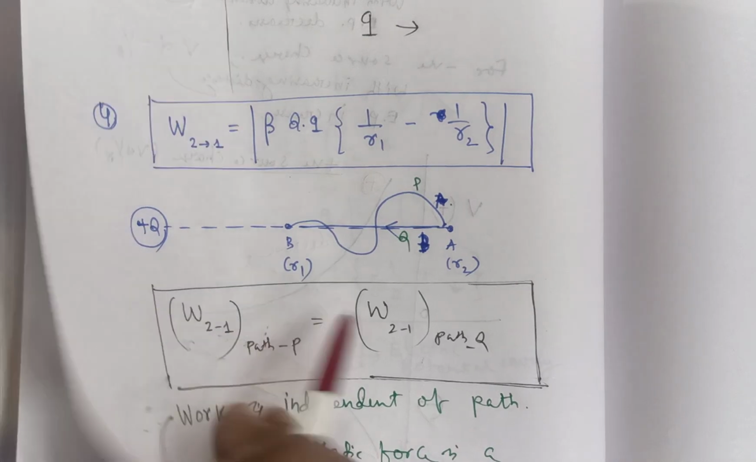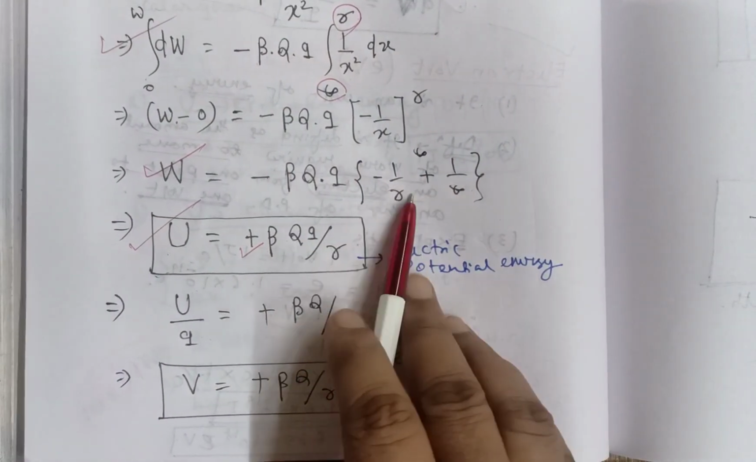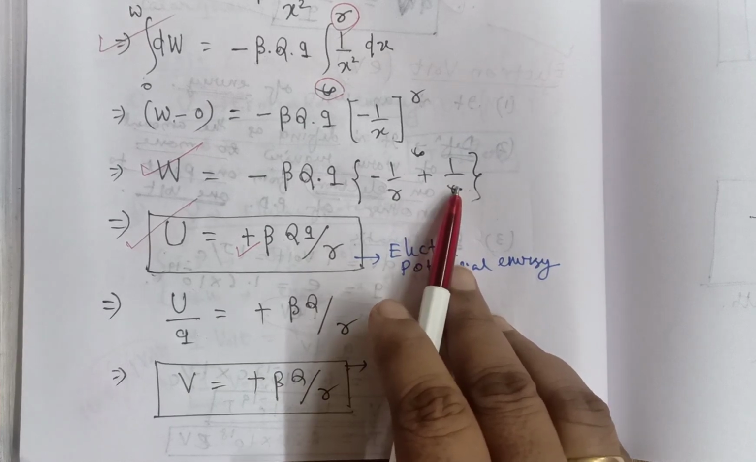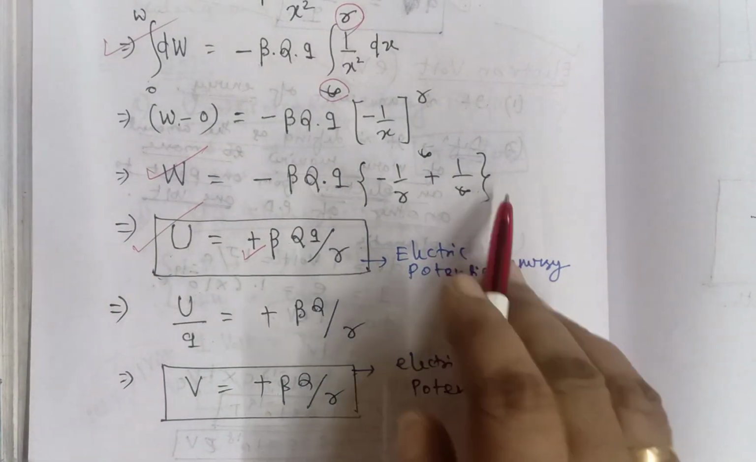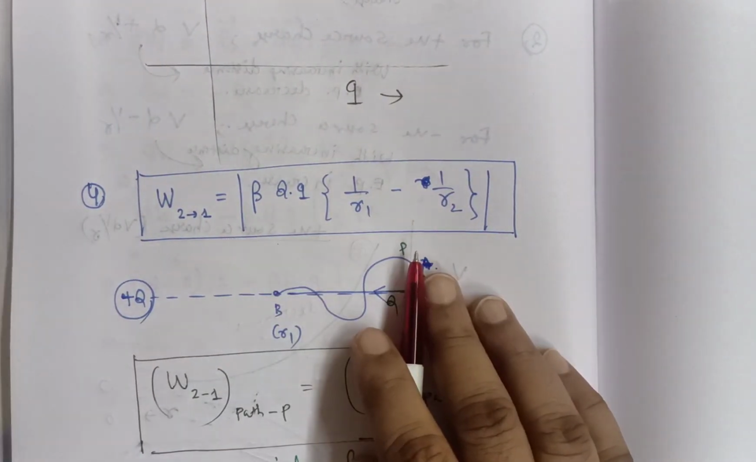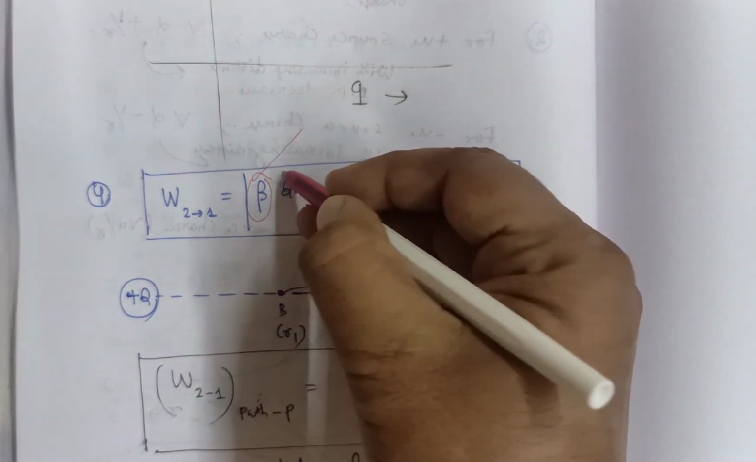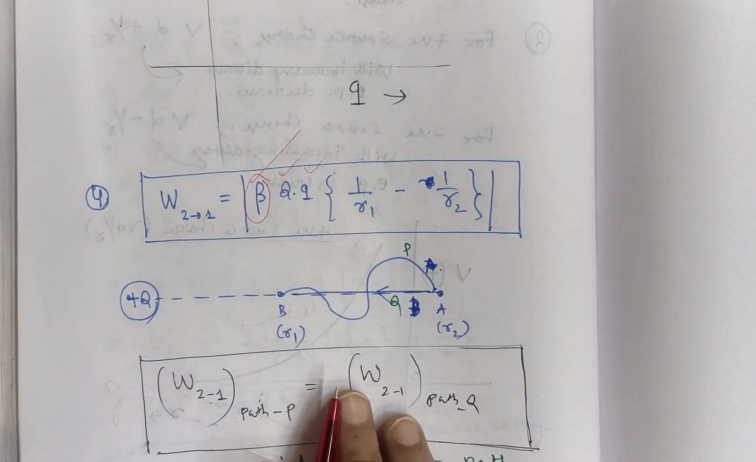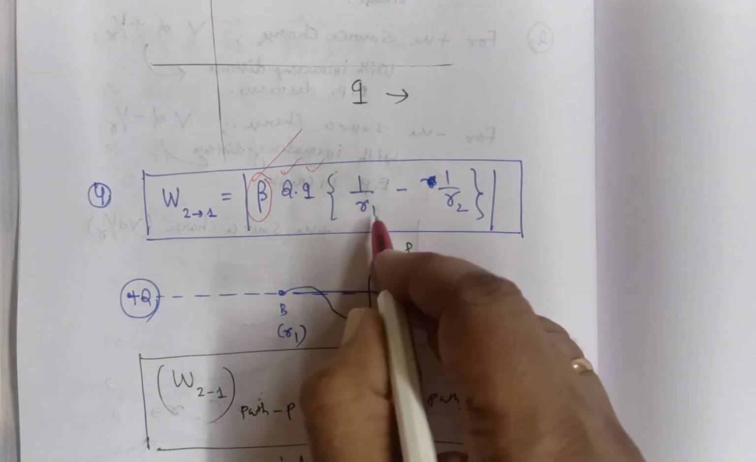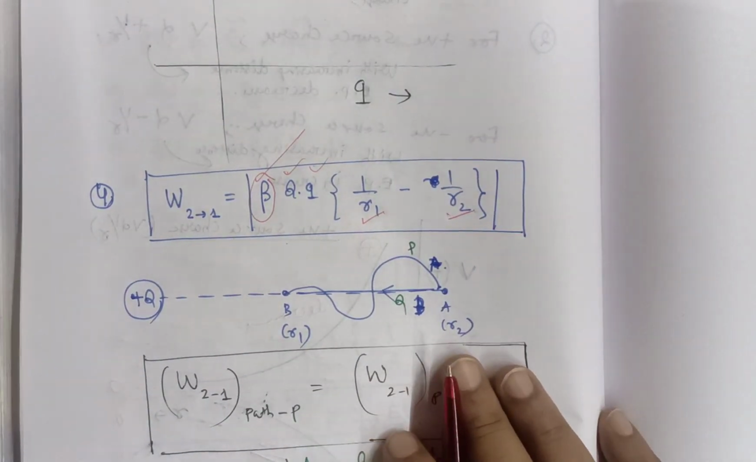How do I get this formula? You just see the derivation. Two coordinates are there. As here, infinite coordinate represents 0. But if there are two finite values, the amount of work done in the electric field depends upon the proportionality constant beta, that means the medium, and upon the magnitude of the two charges, and it depends upon the initial coordinate and the final coordinate of the test charge.